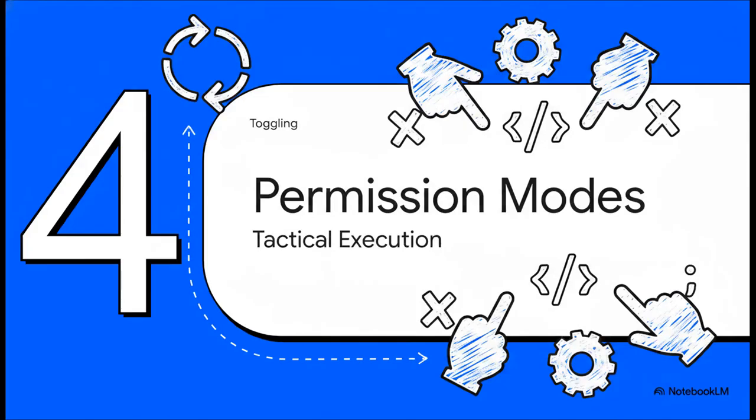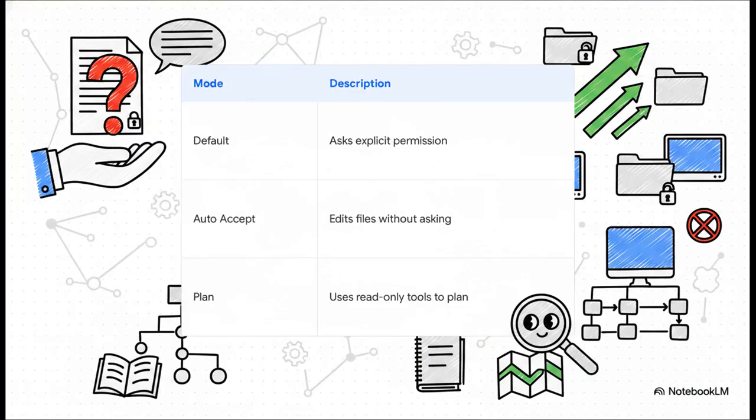Next up, Section 4, Toggling Permission Modes, Tactical Execution. Okay, let's talk control. Claude Code gives you highly configurable permissions directly in the terminal so you decide what the agent is actually allowed to touch. Default behavior means the agent has to ask your explicit permission before it edits a file or runs a shell command. Then you've got auto accept, which is a really cool hybrid approach between automation and safety. It'll go ahead and edit files without asking you, but it'll still stop and ask for permission before running any terminal commands. And finally, there's plan mode.